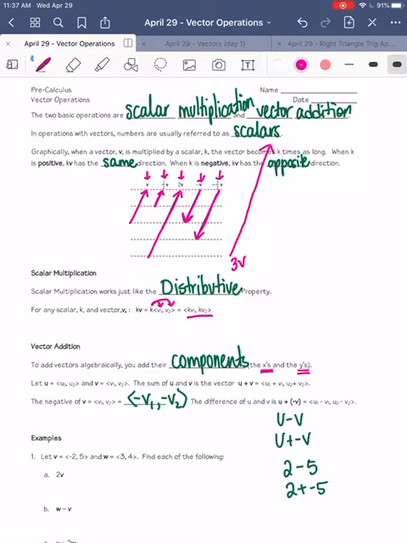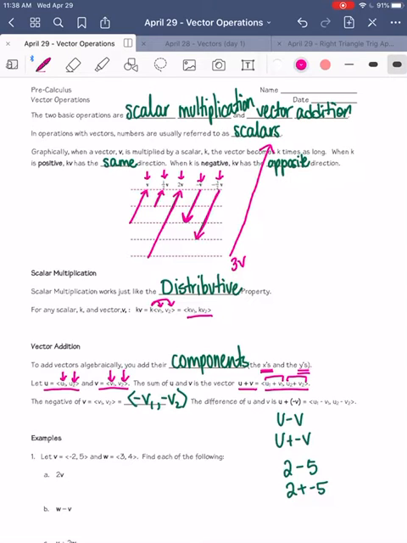Here's a vector u, here's a vector v. If we want to add them, we just add the x plus the x, which gives me this, and then we add the y plus the y, which will give me this. It'll make a little more sense in a second when we do actual numbers.